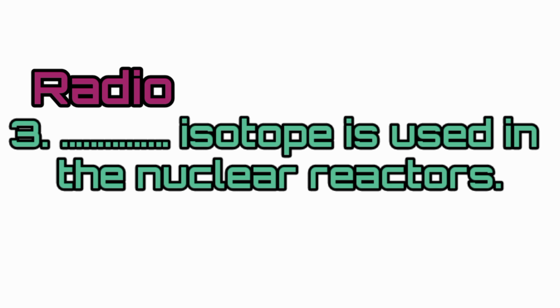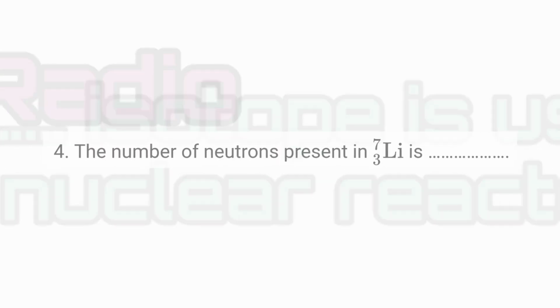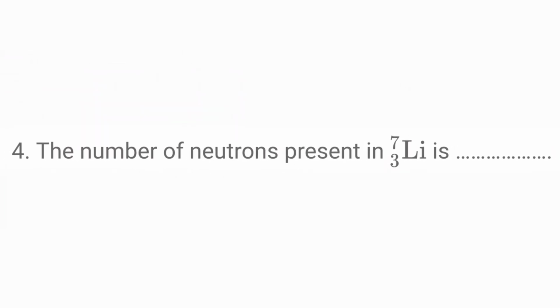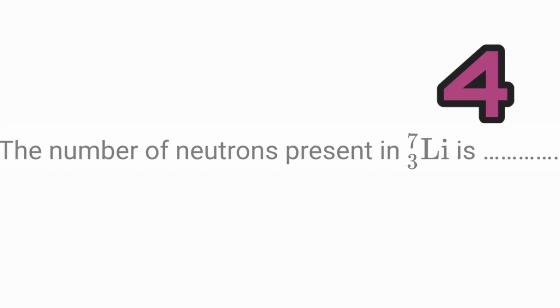nuclei. Neutrons வந்து extra இருக்கும் nuclei. So radioisotopes is used in the nuclear reactors. Fourth question, the number of neutrons present in lithium is dash. Answer 4. The number of neutrons present in lithium is 4 because it has atomic number 3 and mass number 7.